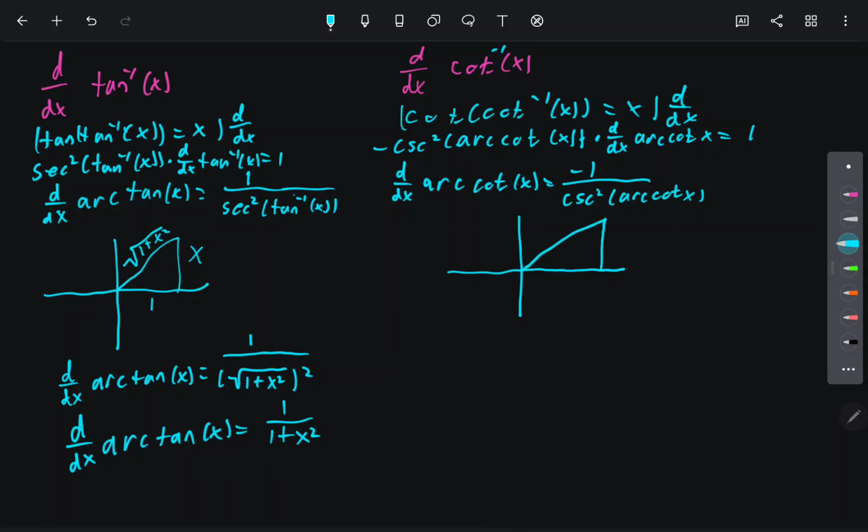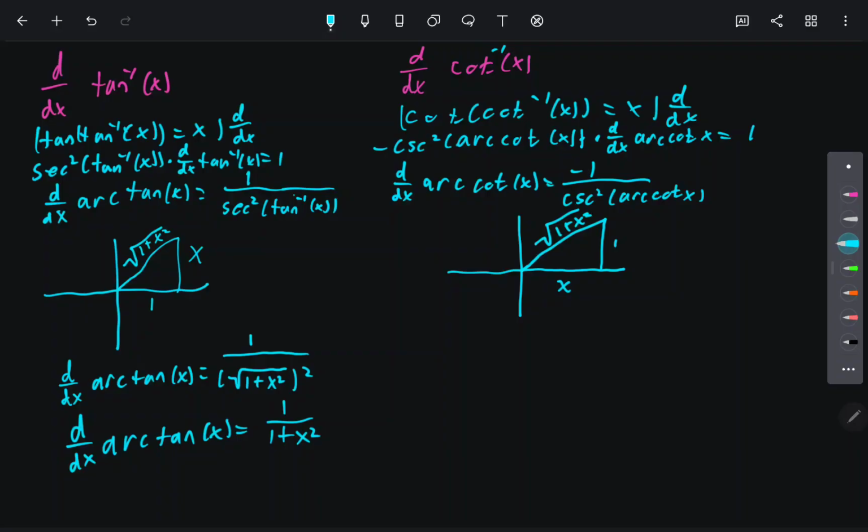Let's see. So we draw in our triangle. What's cotangent? Well, it's going to be adjacent over opposite, meaning that our adjacent side must be x and our opposite side must be 1. Well, if that's true, then once again, our hypotenuse must have a length of the square root of 1 minus x squared.